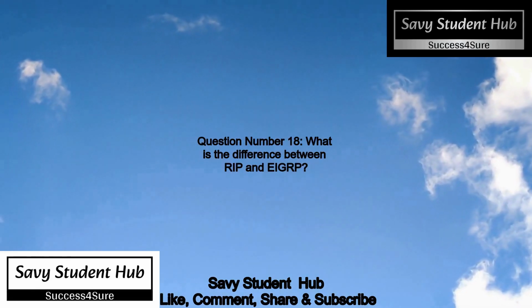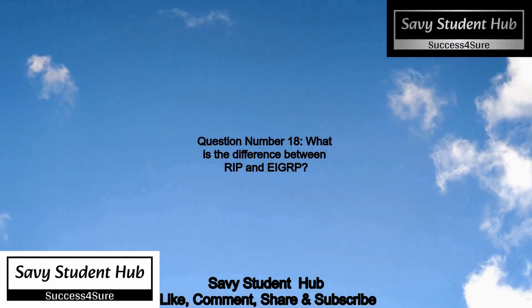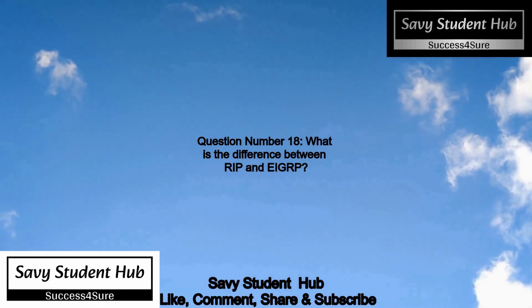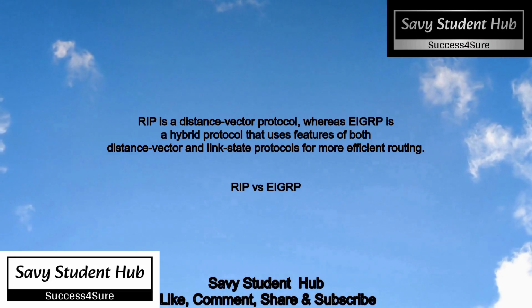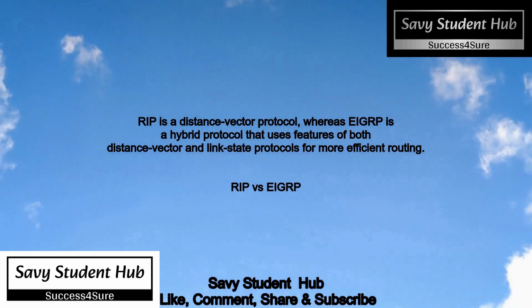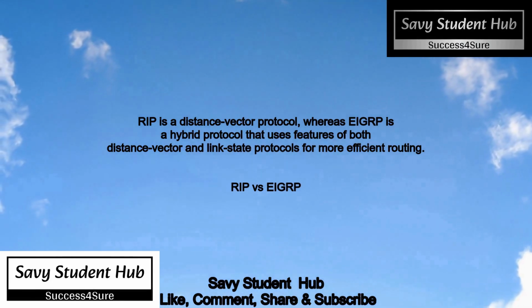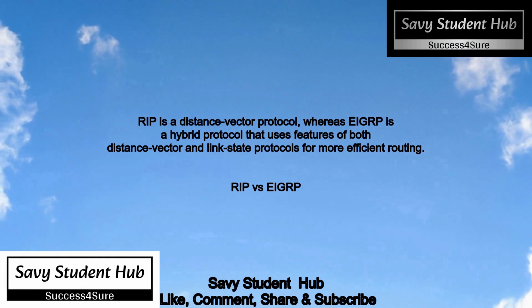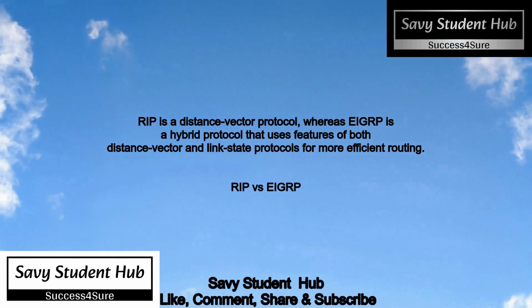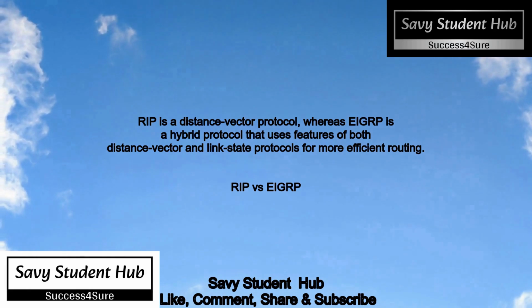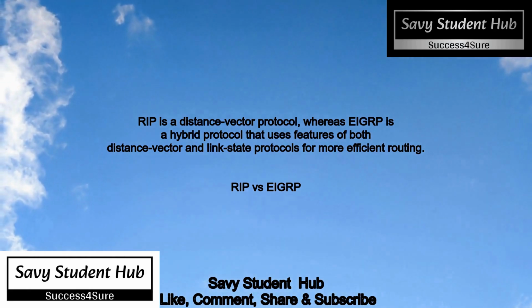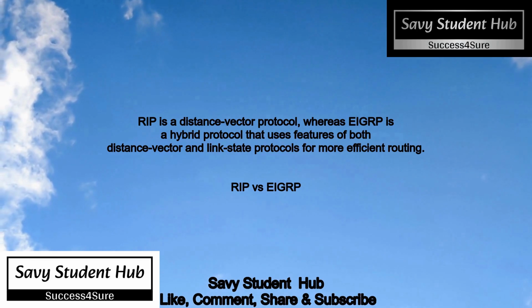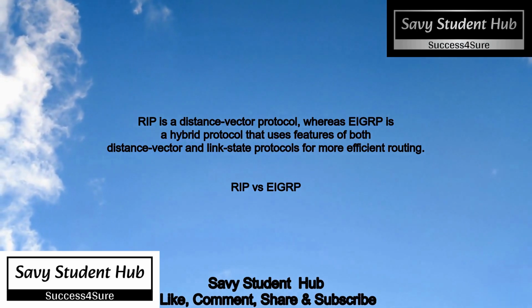Question number 18. What is the difference between RIP and EIGRP? RIP is a distance vector protocol, whereas EIGRP is a hybrid protocol that uses features of both distance vector and link state protocols for more efficient routing.